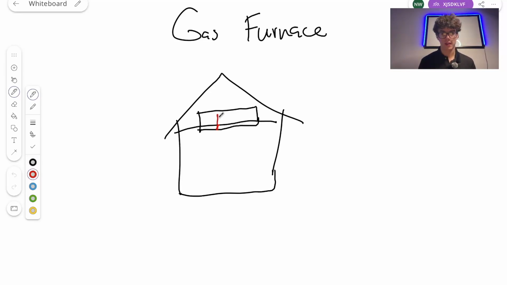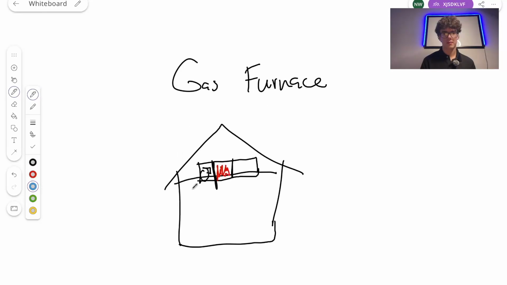Basically, you have some flames in your furnace. They're heating up what's called a heat exchanger. Pretend that's the heat exchanger. You also have a blower inside the system that's pulling in the cold air from your house, pushing it across that hot heat exchanger, and then we get warm air coming out.